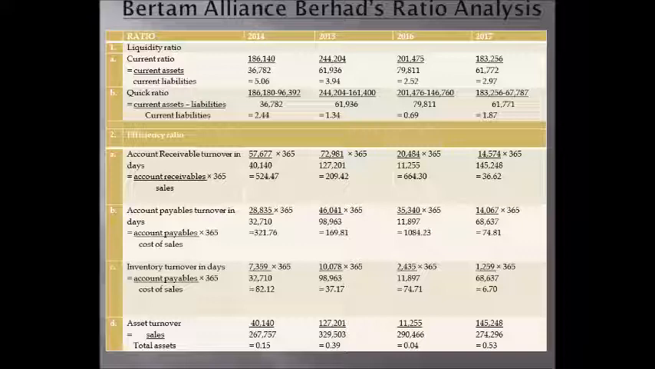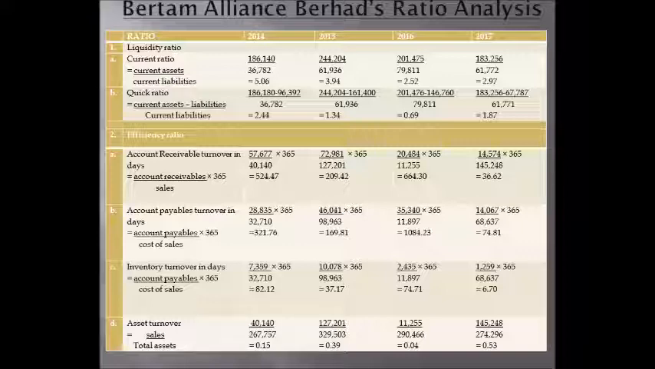The second one is efficiency ratio. There are four elements. The efficiency ratio measures how effectively the firm manages its assets in generating sales. The efficiency ratio shows that for account receivable turnover in days, 2017 is better than the other years, which is 36.62. While for account payables turnover in days, 2016 is better than 2014, 2015 and 2017.